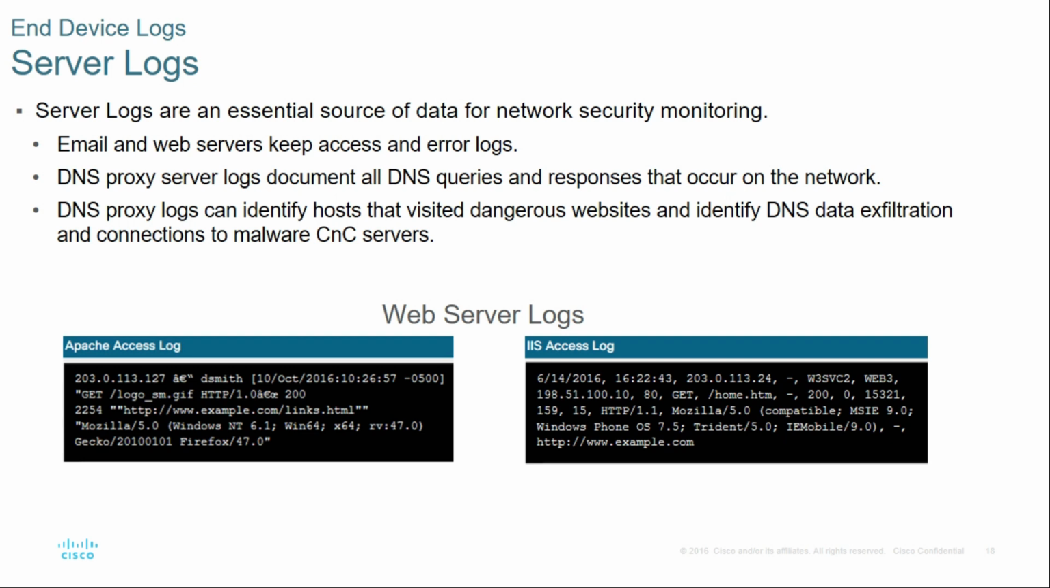Server logs are an essential source of data for network security monitoring. Email and web servers keep access and error logs. DNS proxy server logs document the DNS queries and responses that occur on the network. DNS proxy logs can identify hosts that visited dangerous websites, identify DNS data exfiltration, and connections to malware DNS servers. So those are the web server logs as you see on this slide.